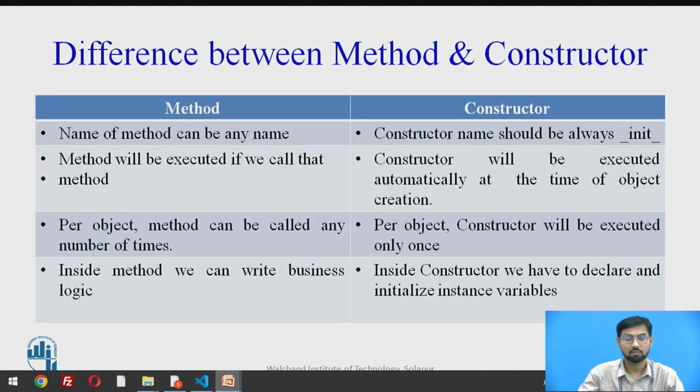Let's move ahead with the difference between method and constructor. A method is nothing but a function that we call in a particular class. Here the name of a method can be any name, while a constructor name should always be __init__. That is the particular way to mention a constructor.